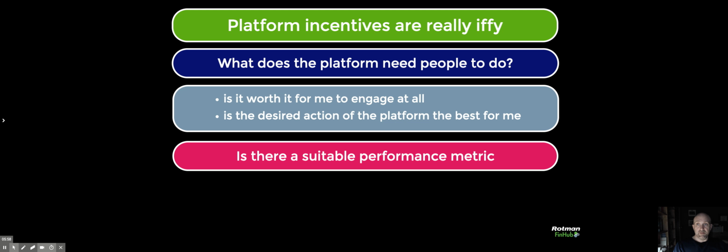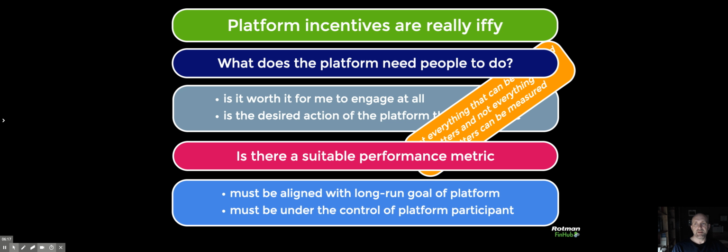Now, even if we have figured out what it is that we want people to do, we still have to think about whether there is actually a suitable performance metric. Can we actually measure the desired outcome or the desired behavior so that we can properly incentivize it? This is really quite difficult. In particular, this performance metric has to be aligned with the long-run goal of the platform, and it must also be under the control of the participant.